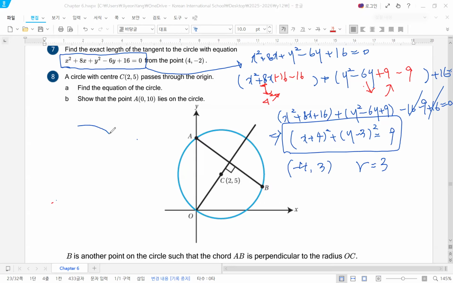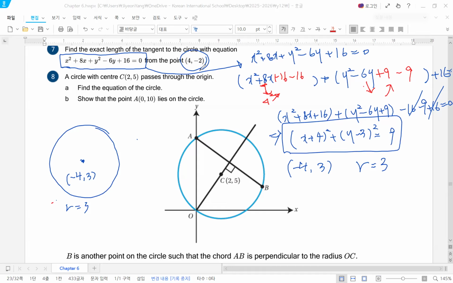Okay, and then there is a circle. The center coordinate is (negative 4, 3) and the radius is 3. Then there is a point (4, negative 2). If you substitute this (4, negative 2) into the circle equation, you can figure out whether this point is inside the circle, on the circle, or outside the circle. Do you understand?